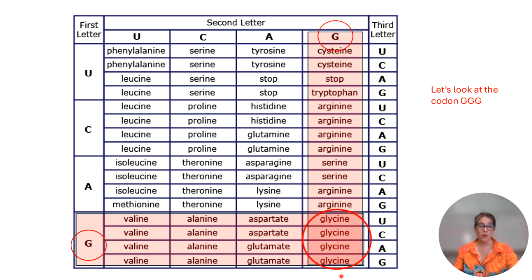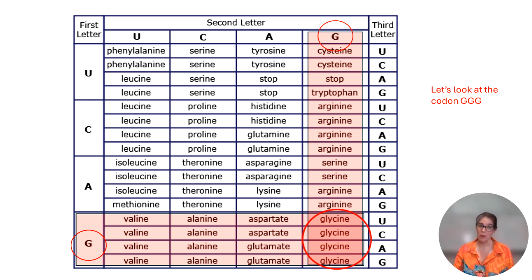So you could have GGU, GGC, GGA, or GGG, and it would code for the exact same amino acid. This is just one of those silent mutation possibilities, where you've had a mutation happen and a substitution occurred within your codon, but it accidentally, coincidentally, coded the exact same amino acid you needed.